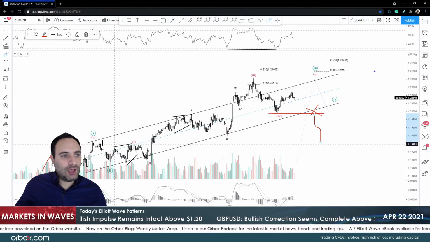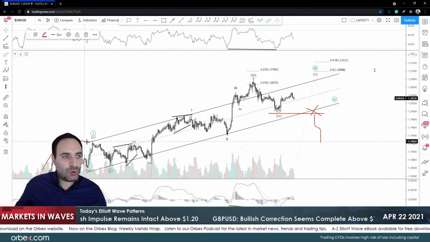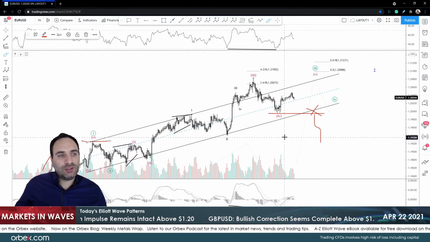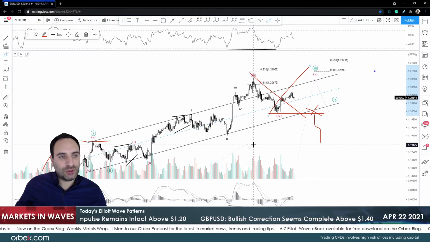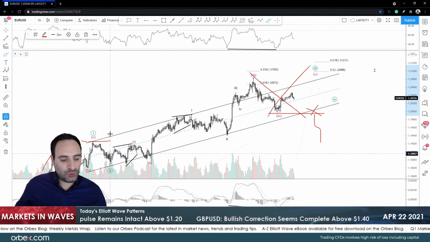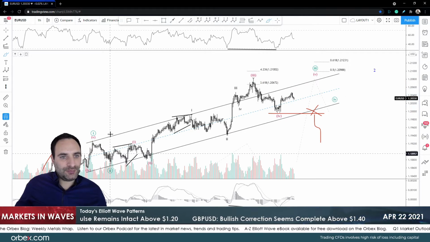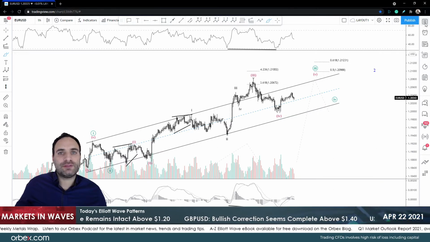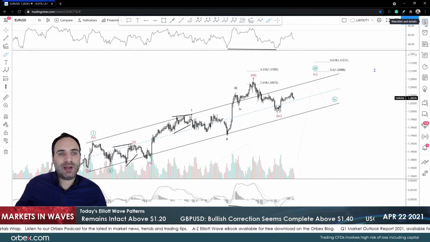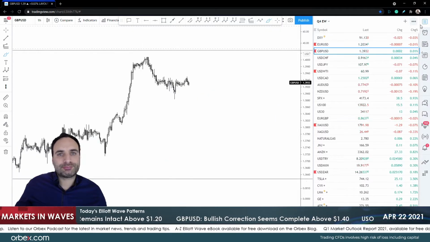But we have space down to 119.28 to really invalidate this move as a continuation to the upside, because this is where wave 1 is, and this is what keeps the current structure still impulsive in the medium term, but perhaps corrective in the short term.